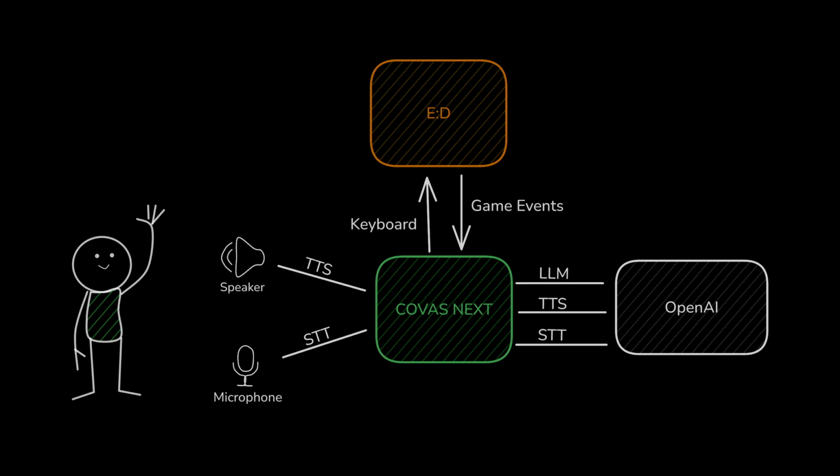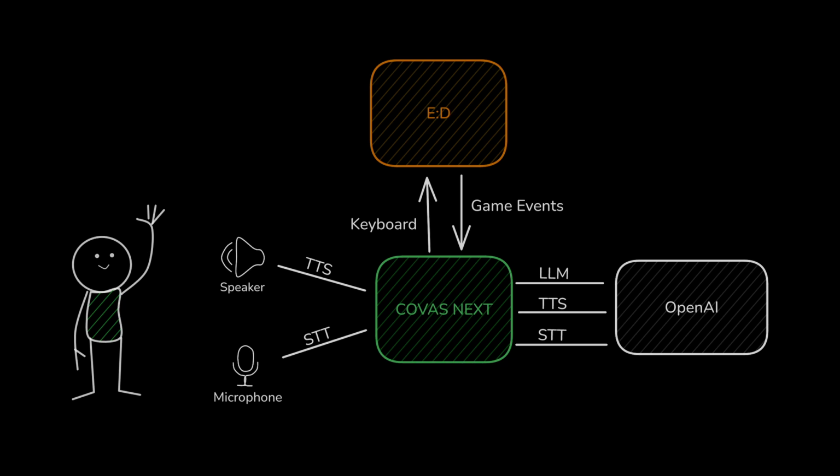COVASNEXT listens to your voice through your microphone. When you speak, it processes what you're saying and then responds. You'll hear that response through your speakers, allowing you to have a real-time conversation with your ship's computer. You can give commands, ask questions, or even just chat, and a response will follow.